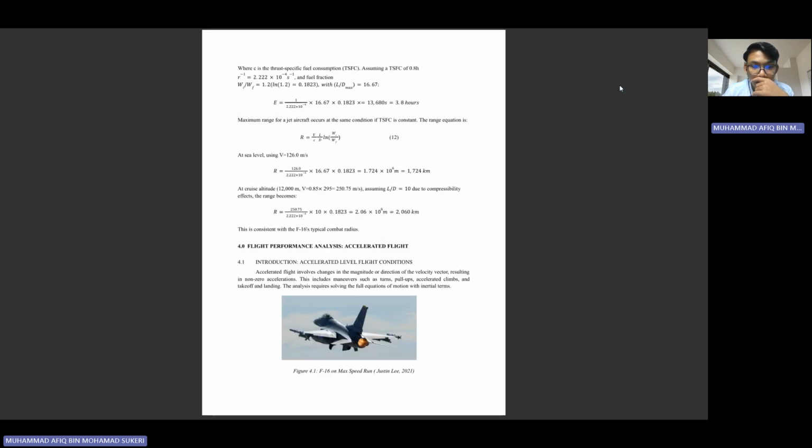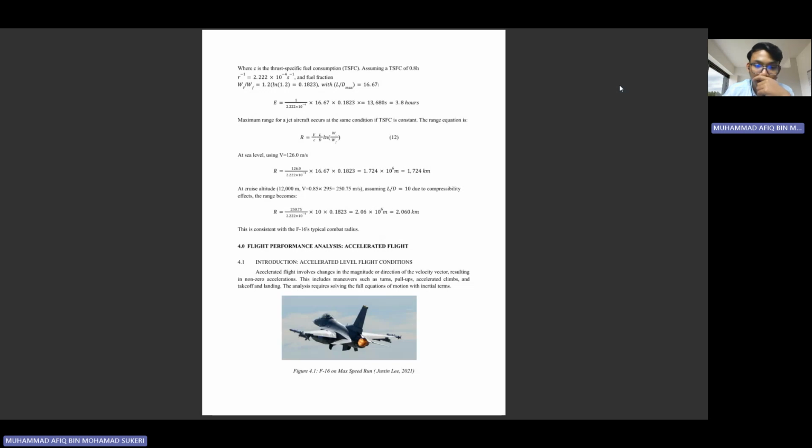Endurance and range performance. For endurance I got around 3.8 hours. All these calculations were made with several assumptions that I have explained inside the report. And the range is around 2 km, which is consistent with the typical F-16 combat radius.